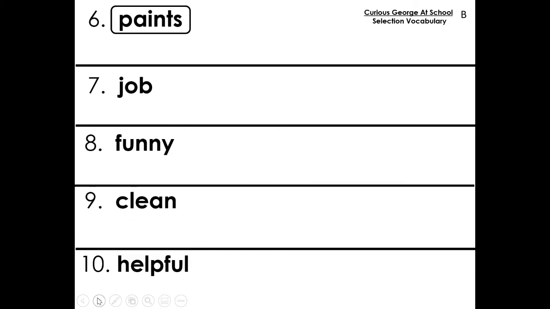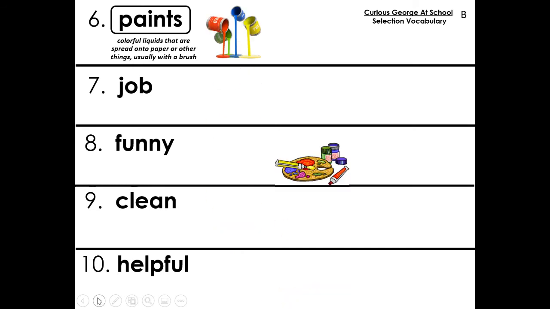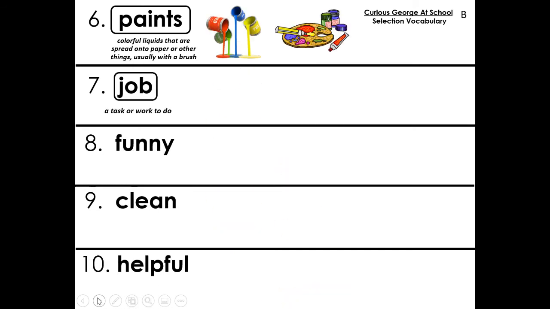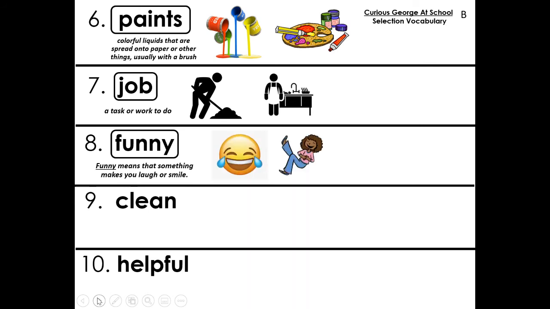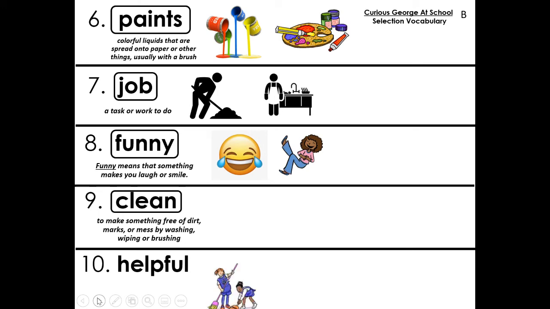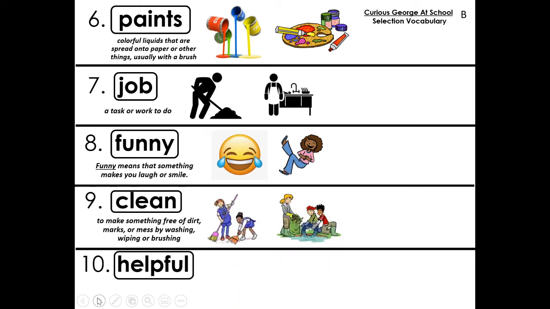Number 6, paints. Paints are colorful liquids that are spread onto paper or other things, usually with a brush. Number 7, job, a task or work to do, job. 8, funny. Funny means that something makes you laugh or smile, funny. 9, clean, to make something free of dirt, marks, or mess by washing, wiping, or brushing, clean. Number 10, helpful, of service or assistance, useful.